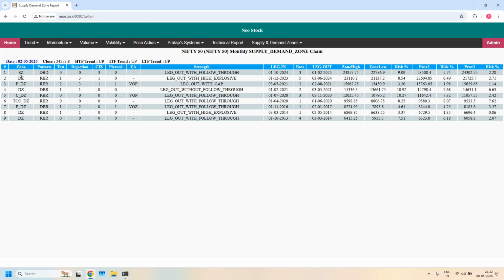In any supply demand zone chain report, always look into the zone column to find the high liquidity zone. Look into the pierced column to find the pierced zones. And also look into the LTF trend to find the trend of the current time frame you have selected. This is the way you can understand the remaining reports. Remaining columns, you can understand, you know them.